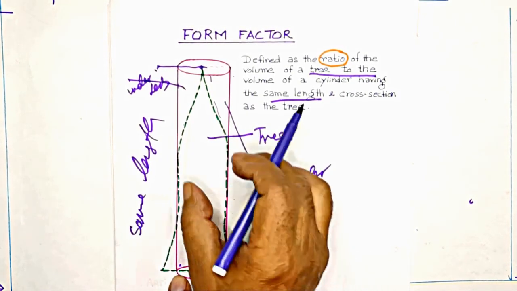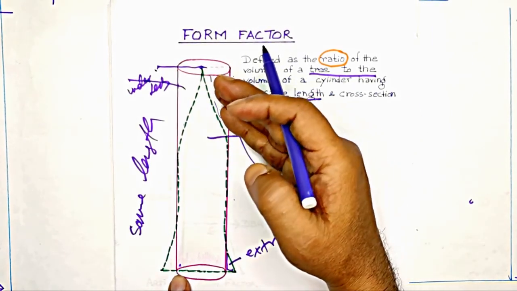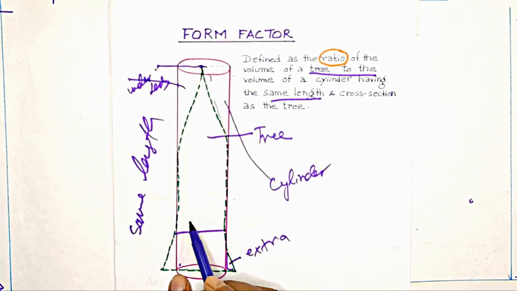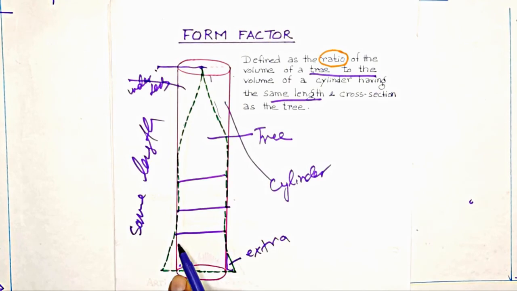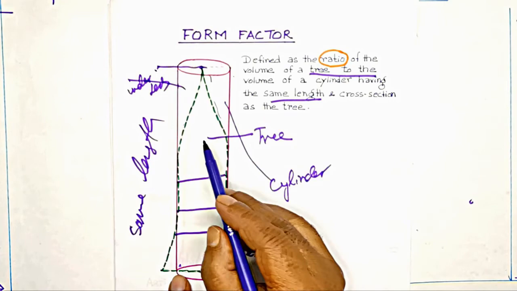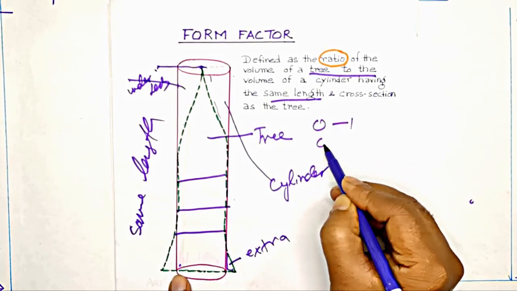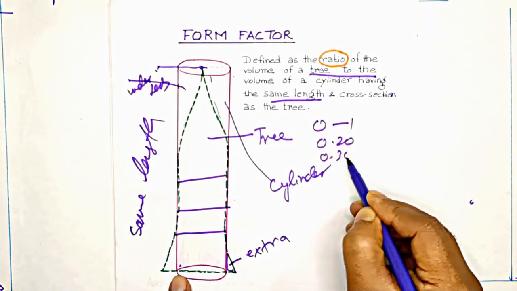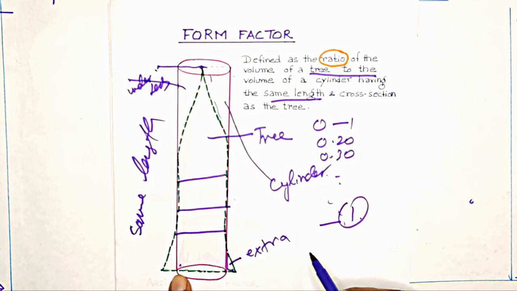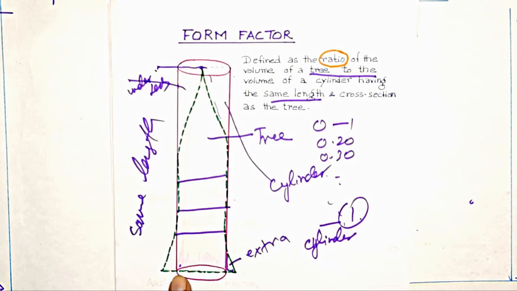So when we consider this entire tree with this cylinder, then it is underestimate, meaning the volume will be more, but it is less because we are considering some dia somewhere here. This same dia we are taking here. So what is the form factor? We will see the ratio. The ratio will start from 0 to 1. It may be 0.20, 0.30, 0.40, and so on. As it approaches 1, it will be a cylinder.